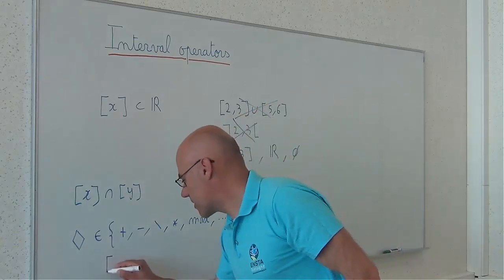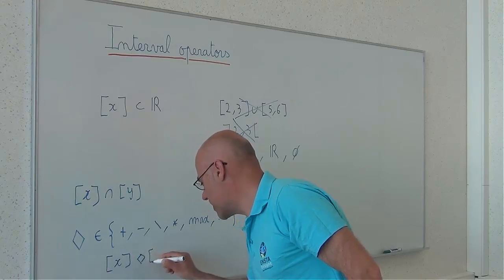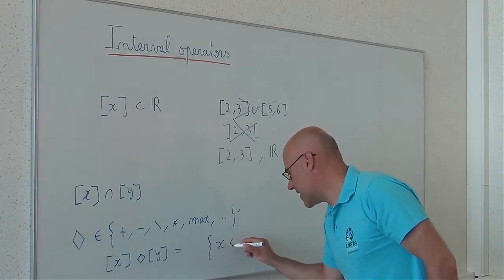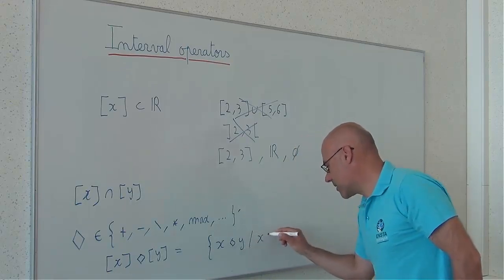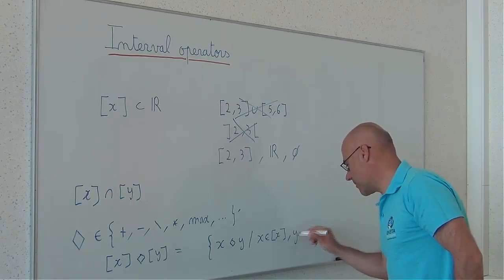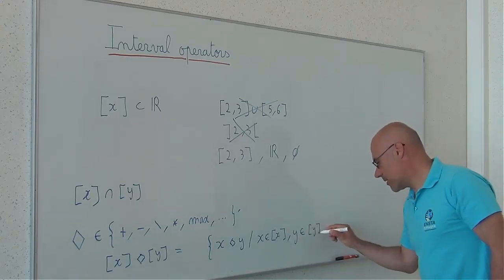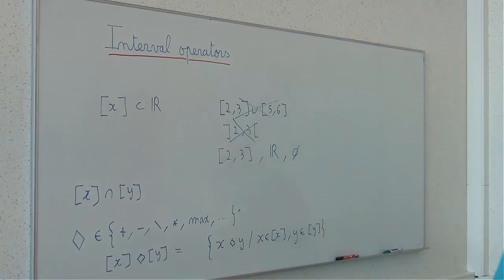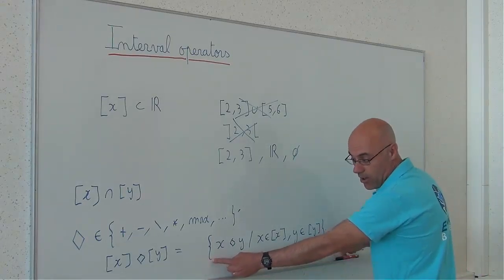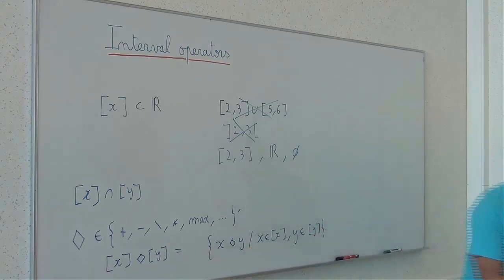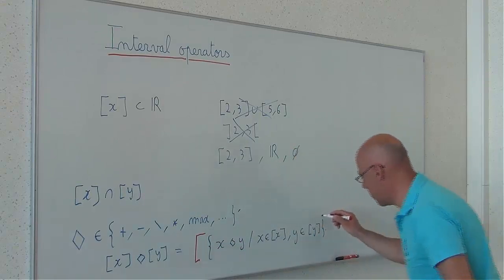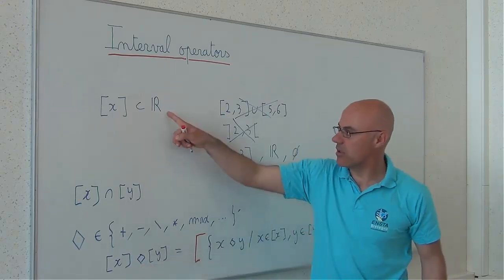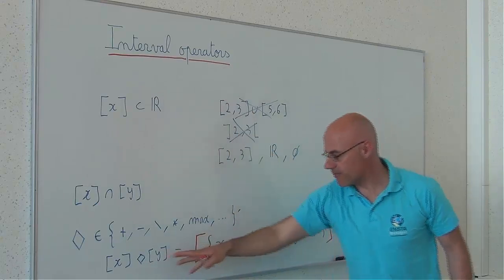I define it as follows. If I consider two intervals, x and y, I compute the set of all x ◇ y such that x belongs to the interval x and y belongs to the interval y. But because this operator may not be continuous, this set may be open and also it may be disconnected. Thus, I consider the smallest interval which encloses this set. I define the extension to intervals of binary operators as follows.